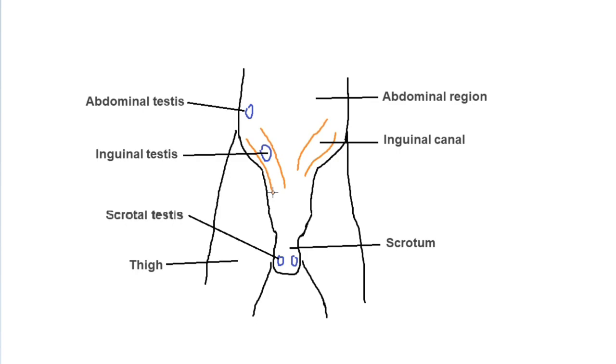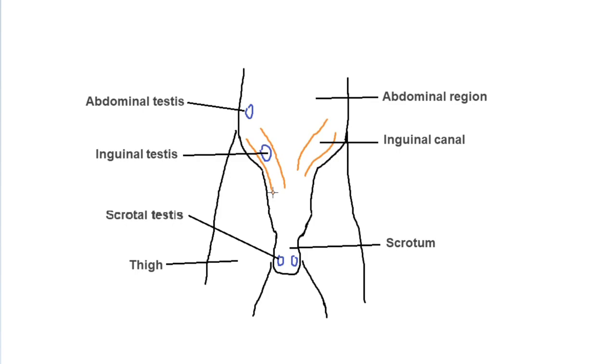During embryonic development, the testes are found in the abdomen. That means before the 7th month of development, when we are in the womb of the mother, in the uterus of the mother, up to the 7th month of the gestation period, the testes are found in the abdominal region. That is the abdominal testes I have shown in the figure. But what happens after the 7th month?